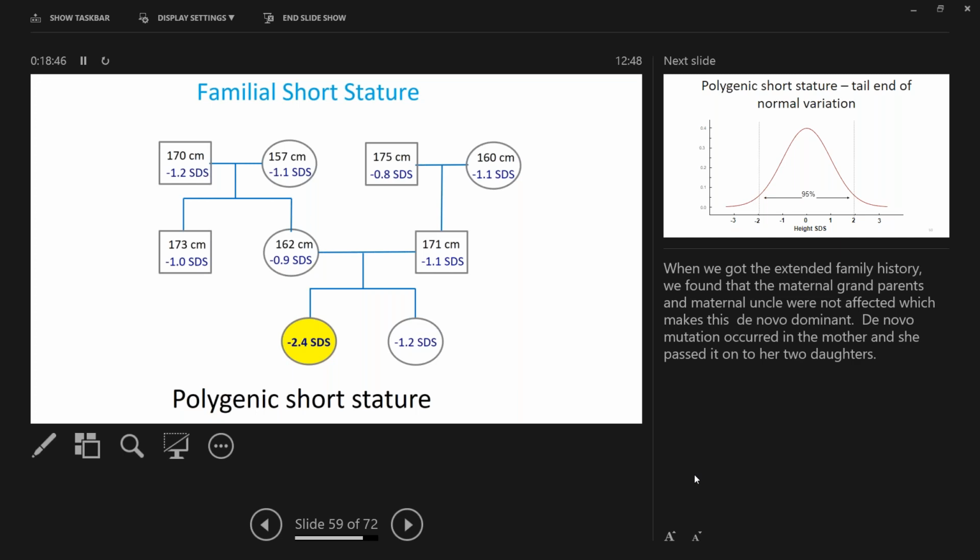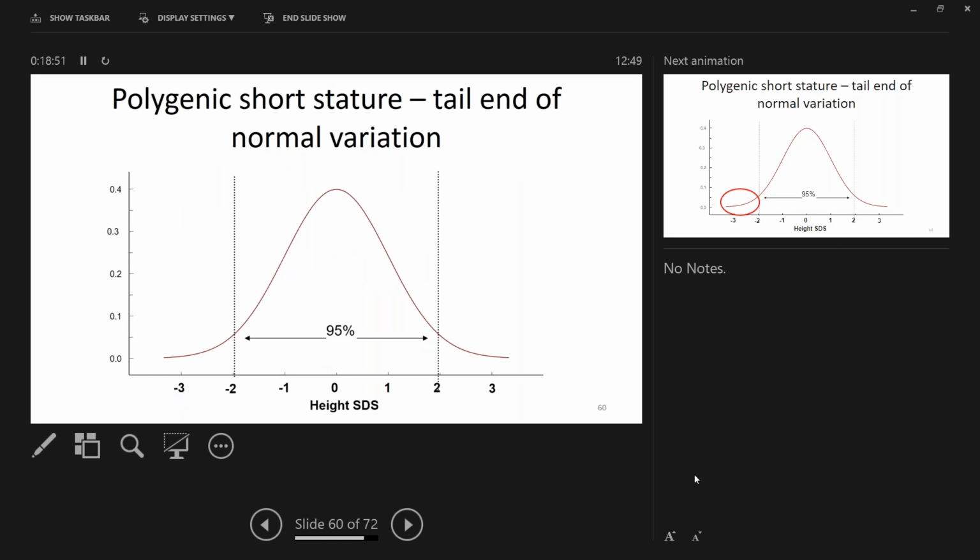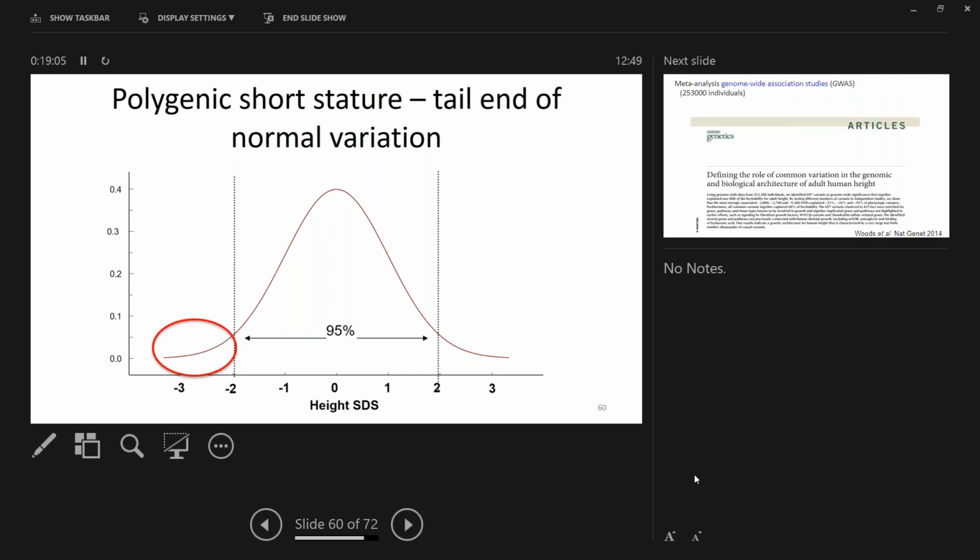But the genome-wide association studies can actually give some information, because what the genome-wide association studies have done, they have looked at the normal variation of height. And since polygenic short stature is considered to be just the tail end of the normal variation, these studies are informative for polygenic short stature as well.